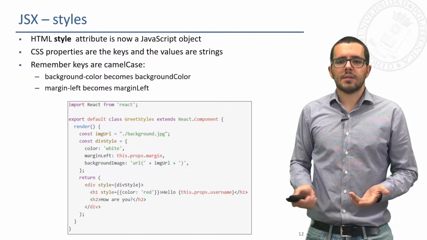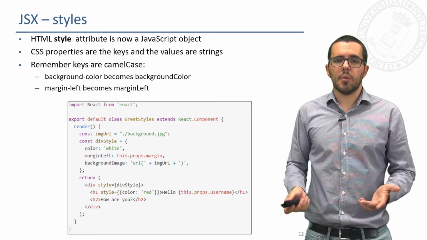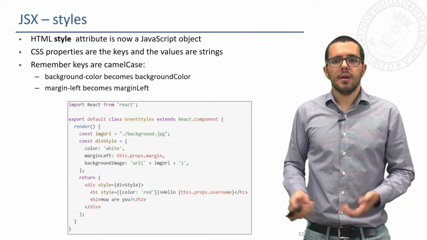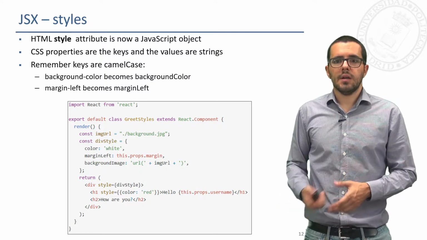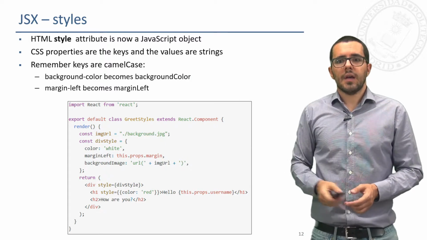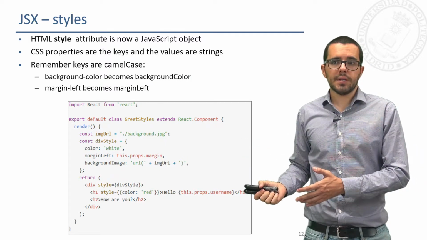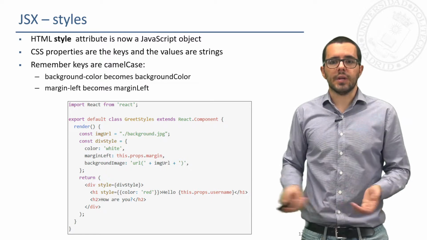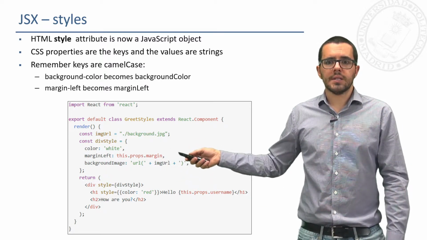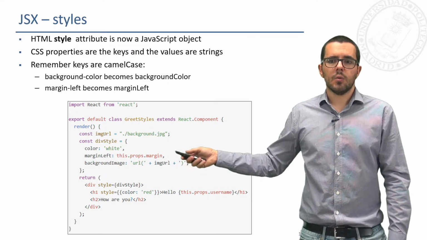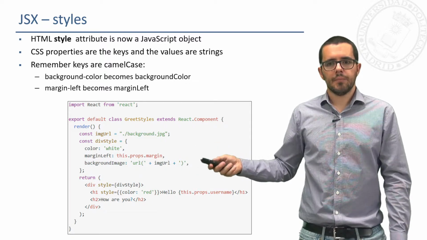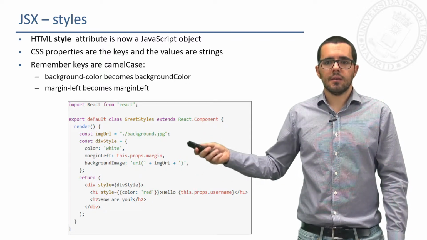And what about the styles? Well, the styles are JavaScript objects. Because this is JavaScript, we can't write CSS here, we have to write JavaScript objects. The keys that, remember, are camel case, are the CSS properties, and the values will be just strings. One example here, the div style. We have color, margin left, and background image. As it is a JavaScript object, we can compose its content here.